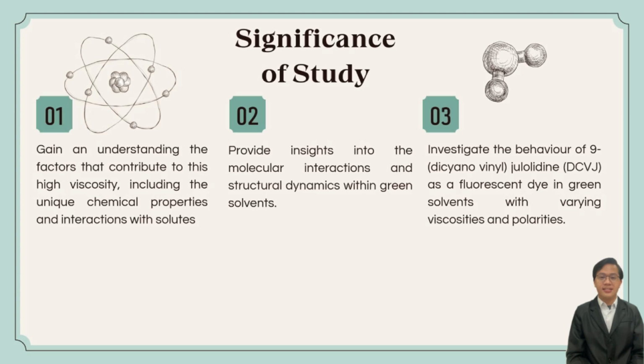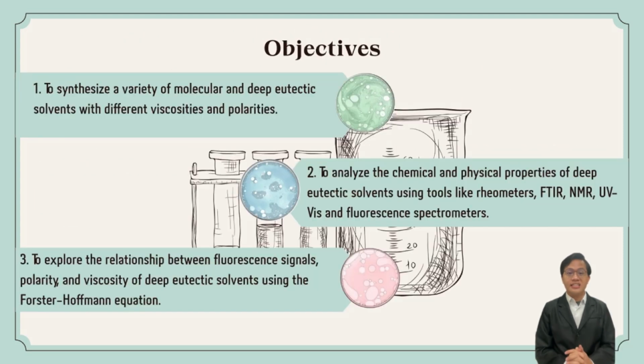viscosity and polarities. Moving on to the objectives of the project, the first and foremost is to synthesize a variety of molecular and deep eutectic solvents with different viscosity and polarities. Our second objective will be to analyze the chemical and physical properties of DES using tools like areometer, FTIR, NMR, UV-visible, and fluorescent spectrometer. The third objective will be to explore the relationship between fluorescent signals, polarity, and viscosity of deep eutectic solvents using the Förster-Hoffmann equation.